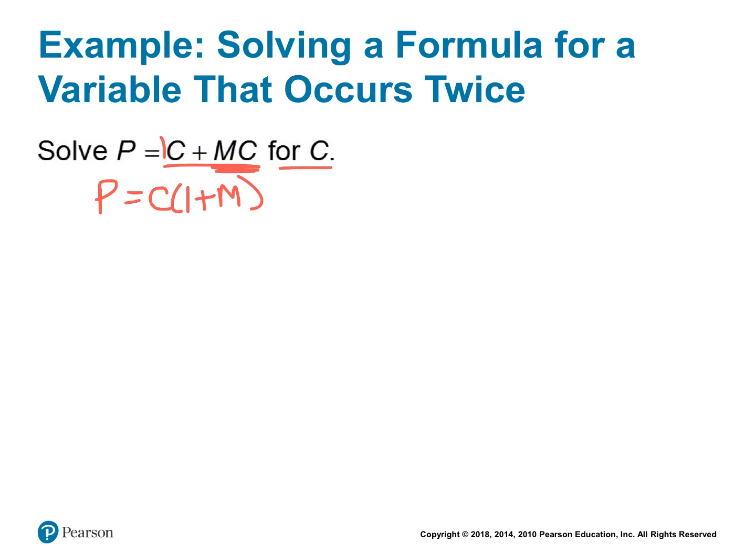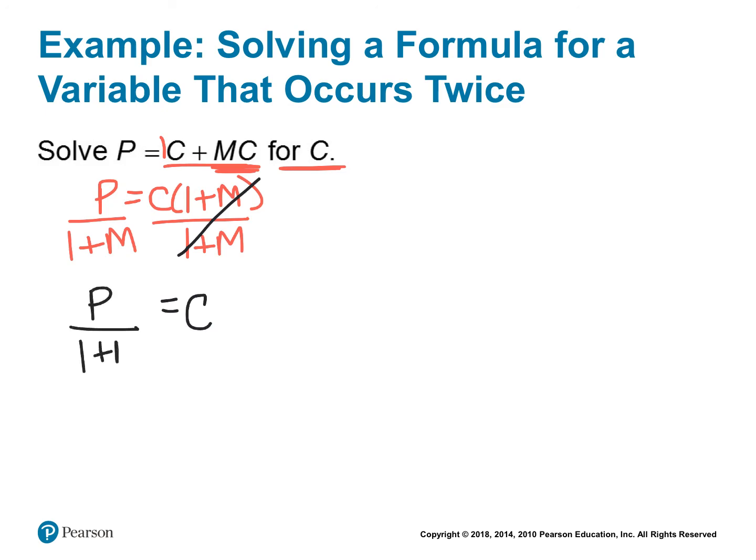Now I'm trying to get the C by itself. So I would divide by 1 plus M, divide by 1 plus M on the other side. And that cancels that so that the C is all by itself now. There's nothing you can do on this side, really. You could write that as two different fractions, but it's not really necessary. So again, this is a 1. When you have a lot of letters involved, it might be helpful to write the 1 very specifically.